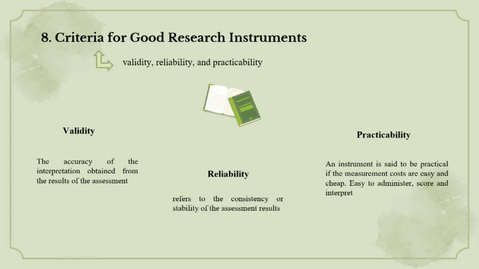And next is criteria for a good research instrument. There is validity, reliability, and practicability. Validity is the accuracy of the interpretation obtained from the result of the assessment. Reliability is related to the consistency or stability of the assessment result, and practicability means an instrument is said to be practical if the measurement is easy and cheap.